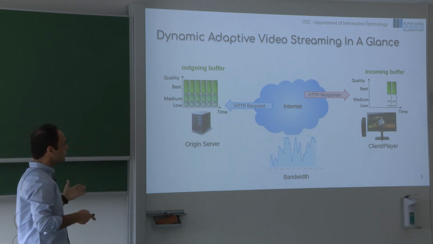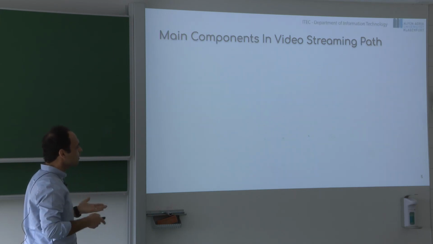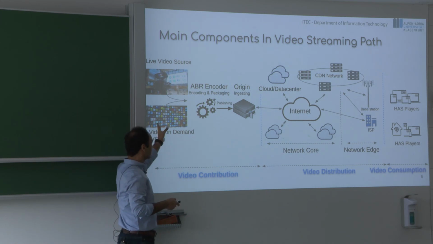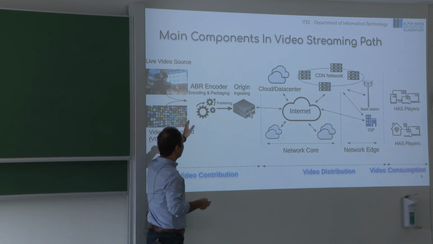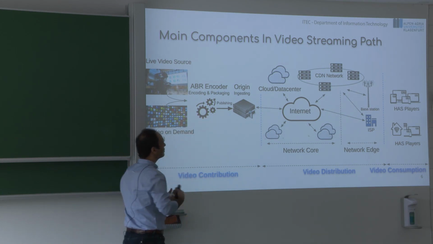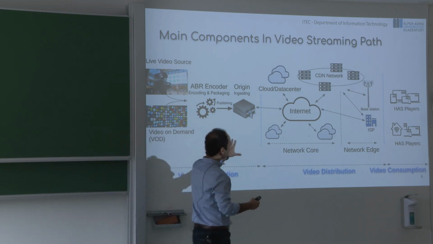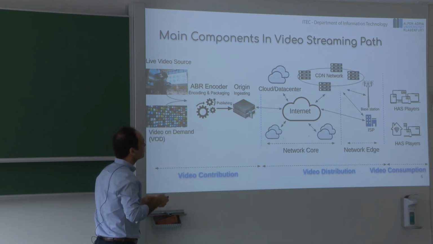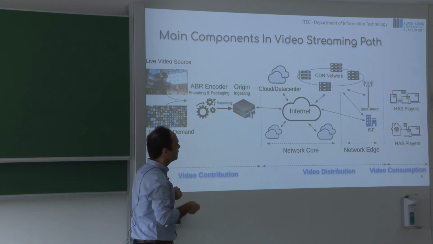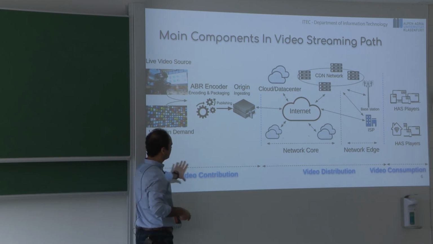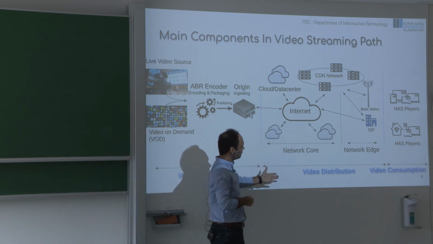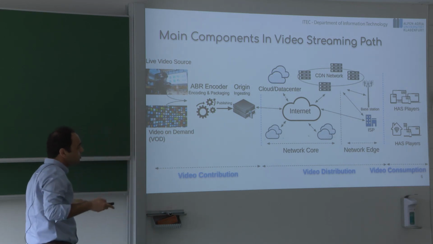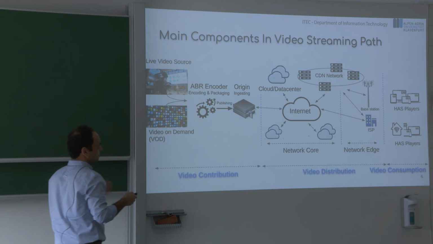But behind this story, we have many components to provide this valuable service for the clients. You can see here we have a live video source or video on demand, no matter which one. We have some equipment here to prepare content for all users over the globe. So we have the network here, the network core and network edge, different components on the internet, the CDN network. And at the end, we have players. So we name this video contribution up to reaching the network, then video distribution to distribute the segments to the users, and video consumption, the consumer, that is actually the user who starts streaming.